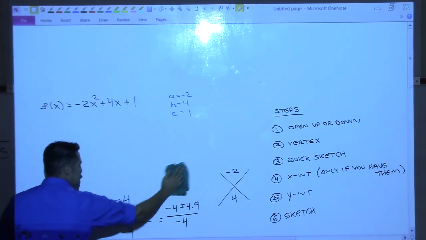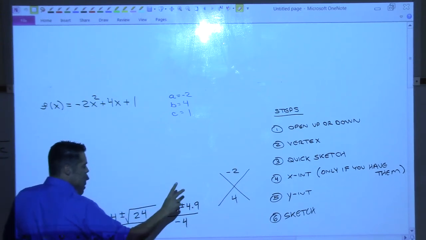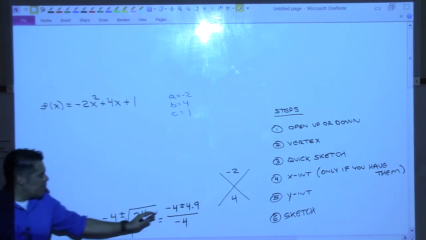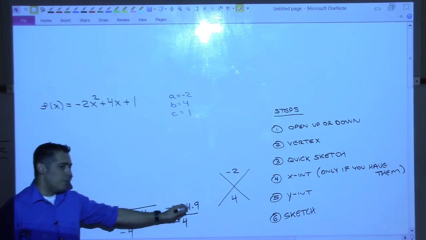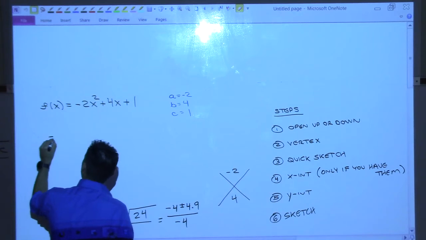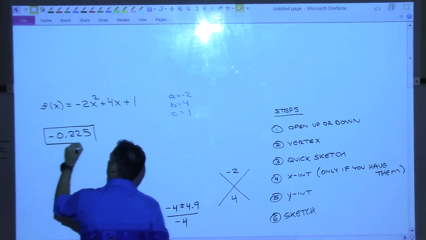Now we have to get those two answers. So we have to do negative 4 plus this on the calculator, figure out what that is, then divide by that. So on the first, when I do negative 4 plus 4.9, I get 0.9. And I divide that by negative 4, I'm getting negative 0.225. That's my first answer.